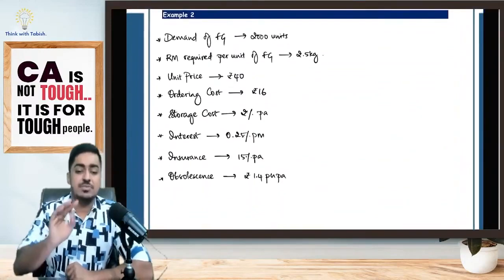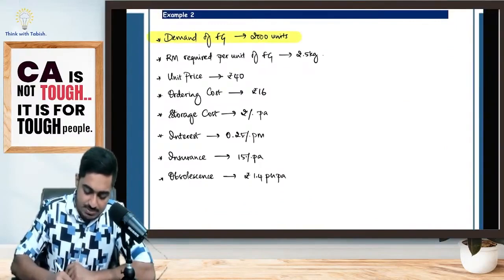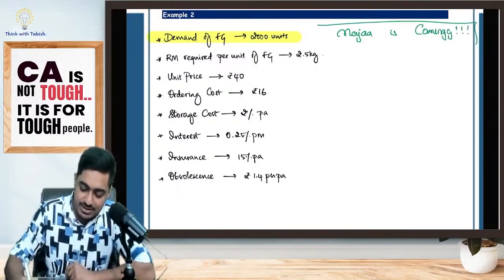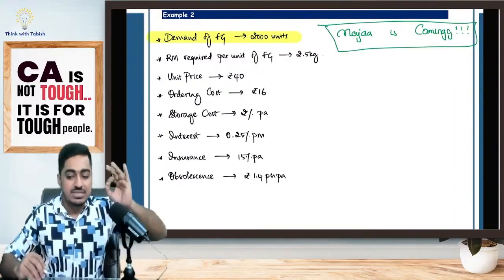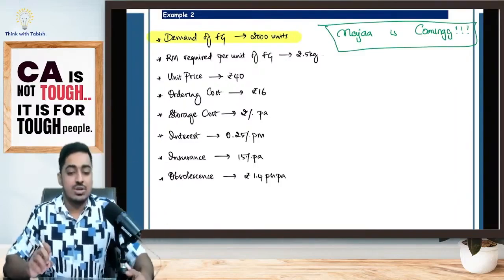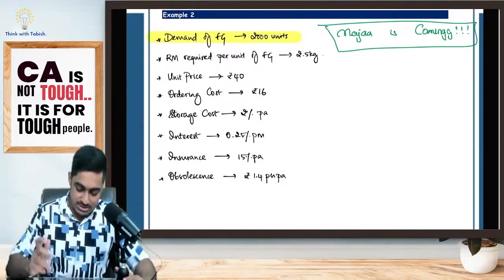One more example. This is a beautiful question, my dear students. Pay attention. Yes, Maja is about to come. Maja is coming. Yes, I'll keep using this dialogue every now and then for every beautiful question. Look at the question. So many adjustments are there. After that, we'll go into ICA study material questions.